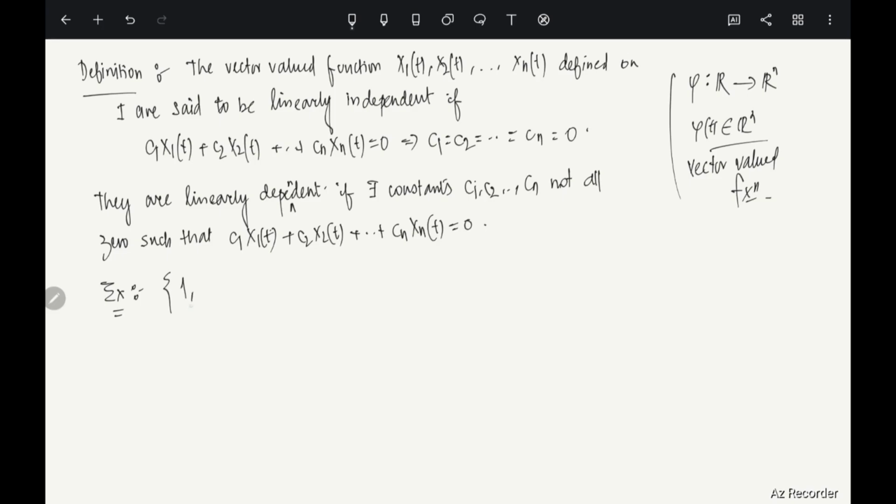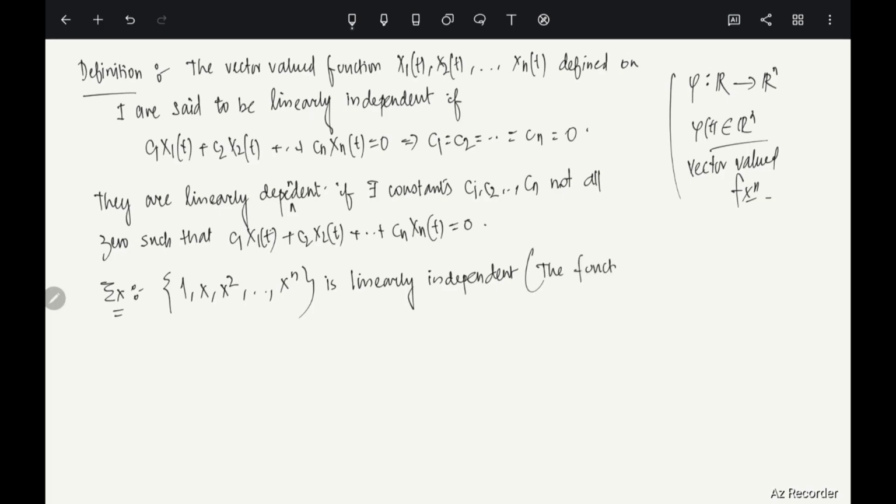Let's look at this set: 1, x square, up to x power n. Okay, so we are saying that this set is linearly independent. I am saying the set is linearly independent. I mean, in most books they say the functions are linearly independent. That's what I mean here. So it means that the functions are linearly independent.